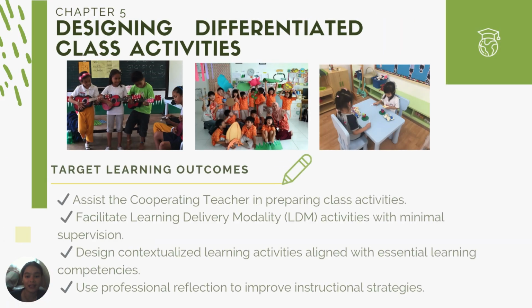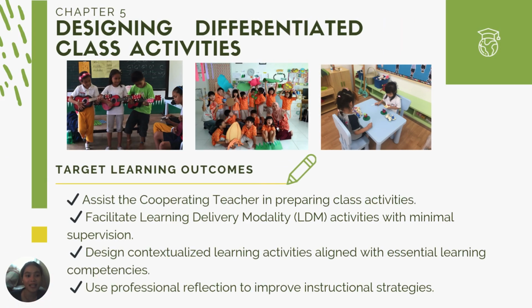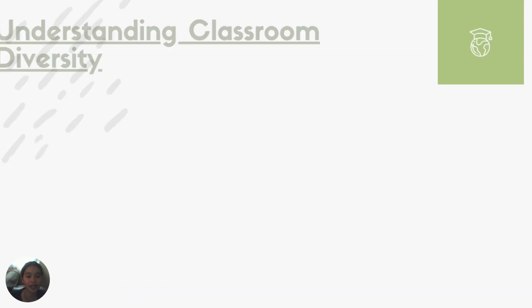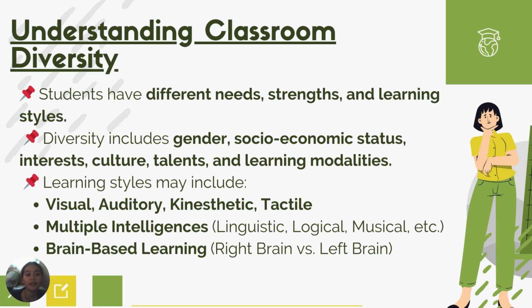Next would be chapter 5, designing differentiated class activities. These are the target learning outcomes you will achieve at the end of this session. Differentiated instruction. A classroom is made up of students with different backgrounds, learning needs, and preferences. To create an inclusive and effective learning environment, teachers must recognize these differences and adapt instructional activities accordingly.